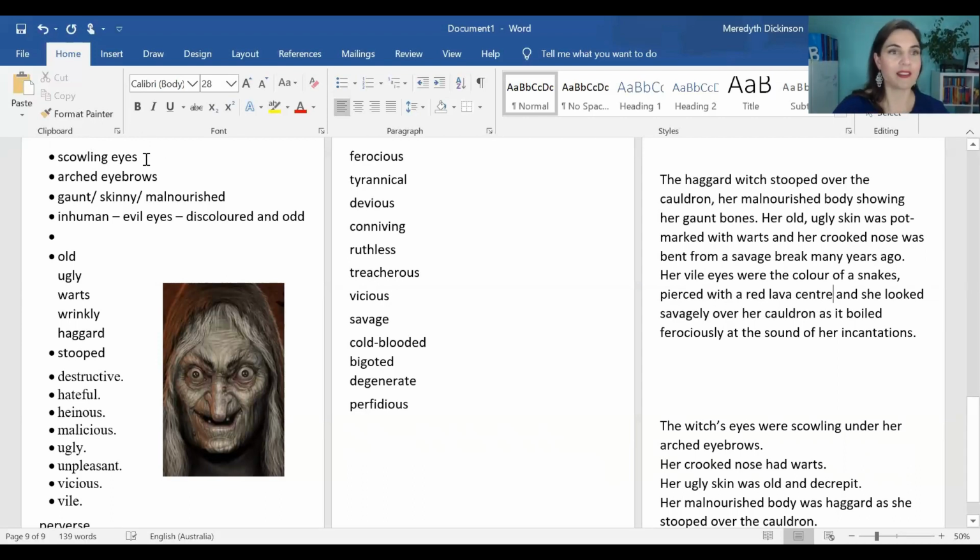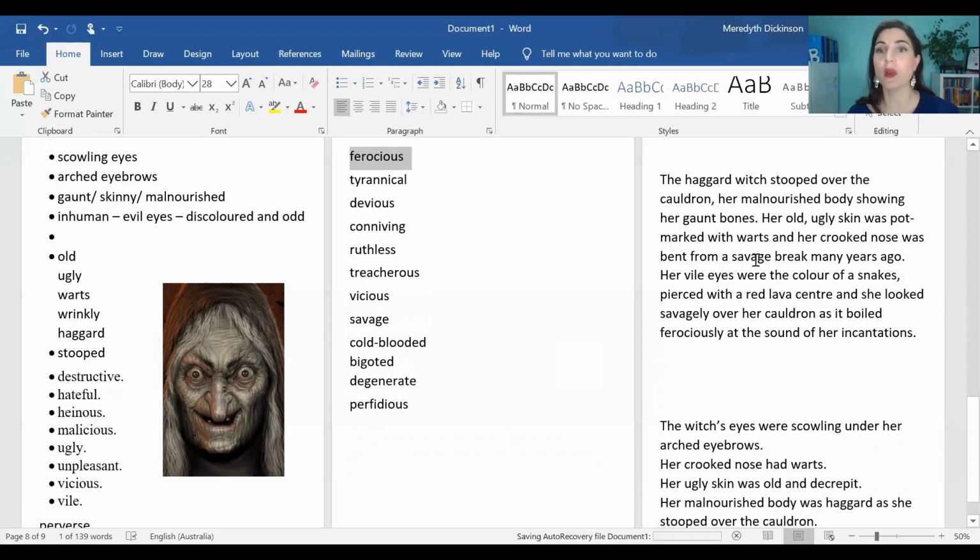So we've got her scowl, we've got her eyes, she's malnourished, she's got evil eyes, she's old, ugly, wrinkly. We've got haggard, she's stooped. And then we started to bring in some of these other words. We've got ferociously, ruthless is a good word. And then I brought in some other things which I know are evil, so like snakes and lava. So now I finished writing this, I'm going to do a quick edit.